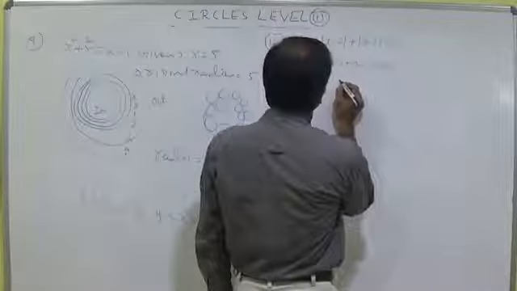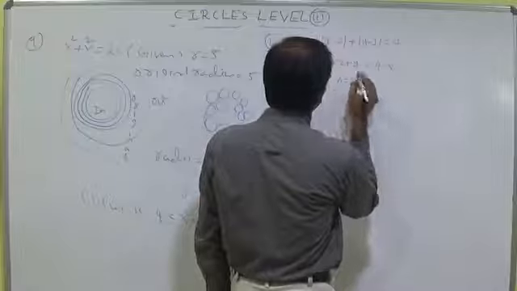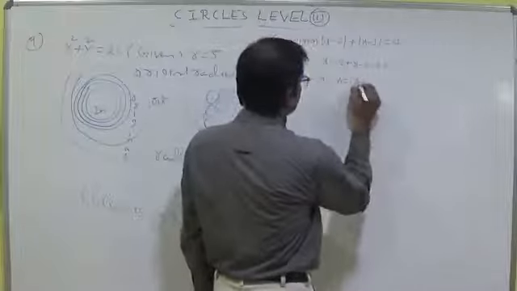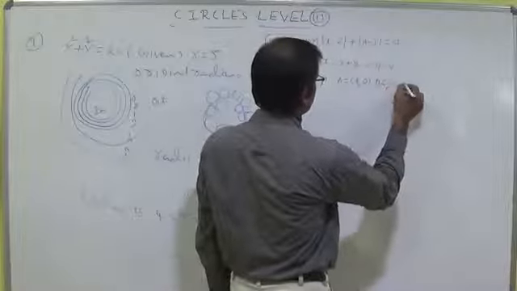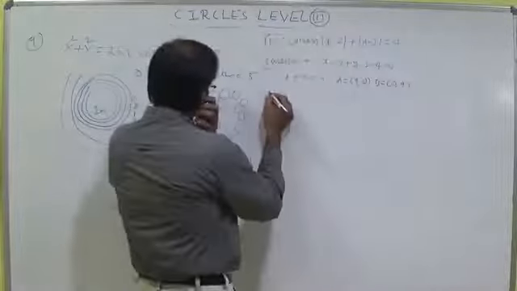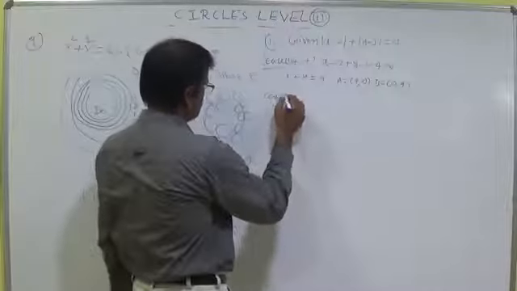According to the options, I am writing A. A means intercepts. A is equal to (9, 0), that is the x-intercept. B is equal to (0, 9), that is the y-intercept. Next, case 2 I am writing.